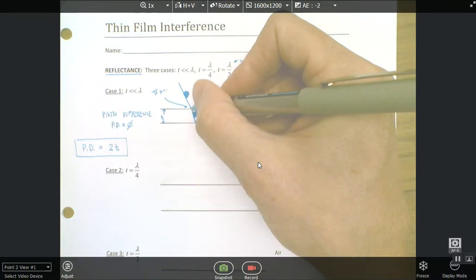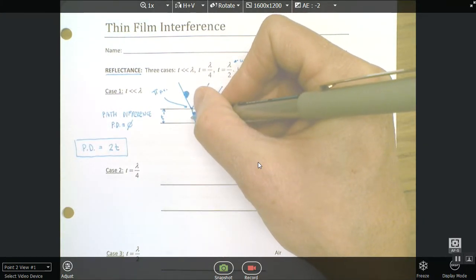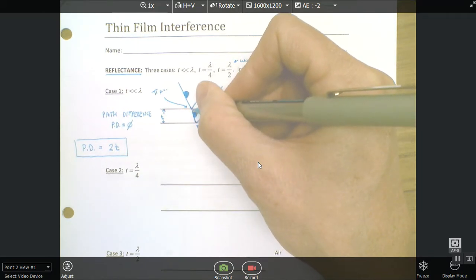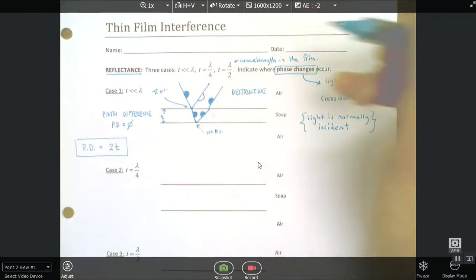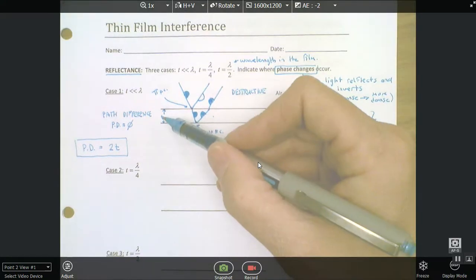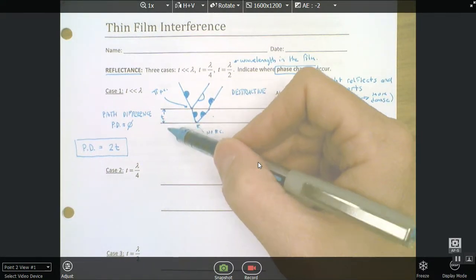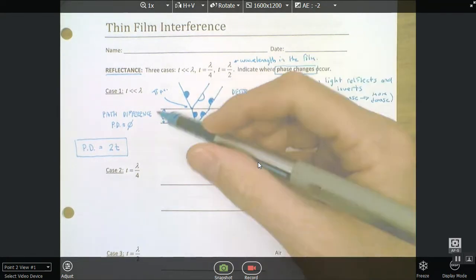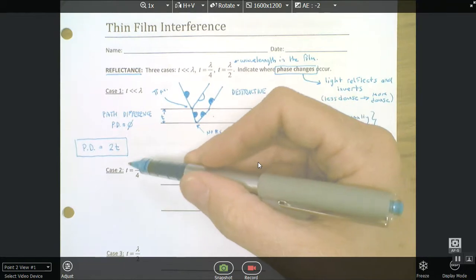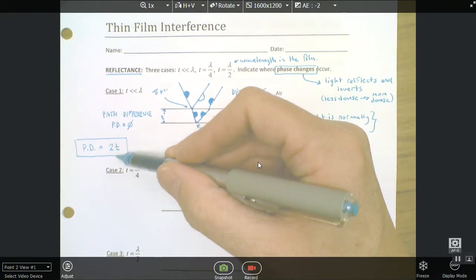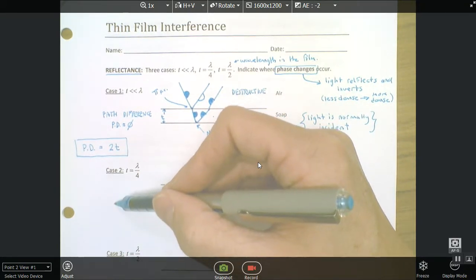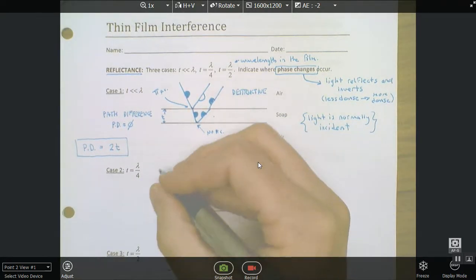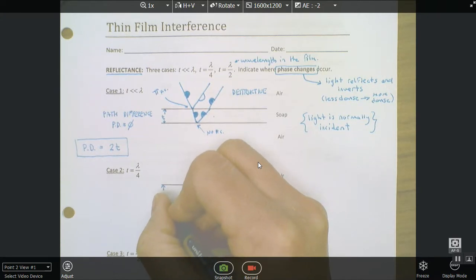Well, if the wave comes in and travels down, it must travel back. So if it travels down t, it must go back up t, and that means that you've got 2 times the distance of the thickness, which is t. So the path difference is 2t for all instances. In this case, our path difference was basically 0 because I made that thickness about 0. But for every case here, we're going to see that the path difference is double the thickness. Let's make the thickness a bit bigger and see what happens.